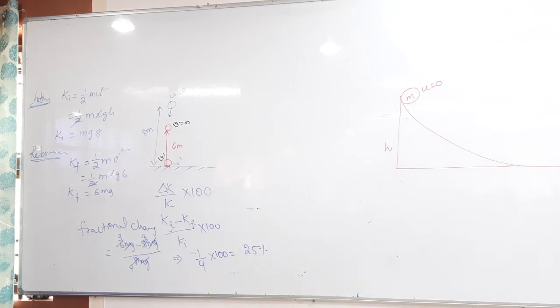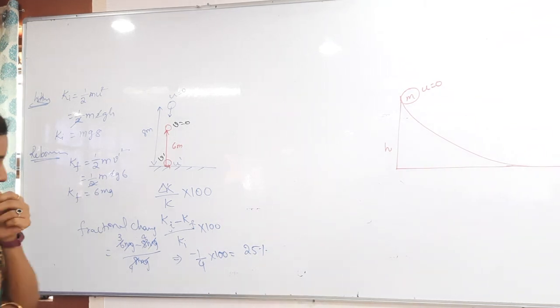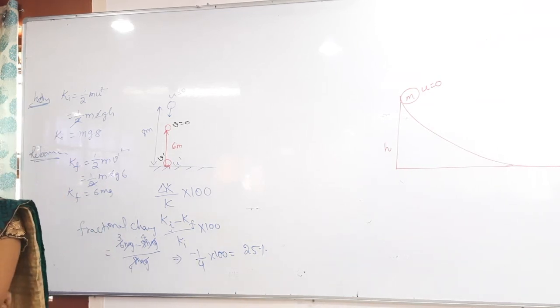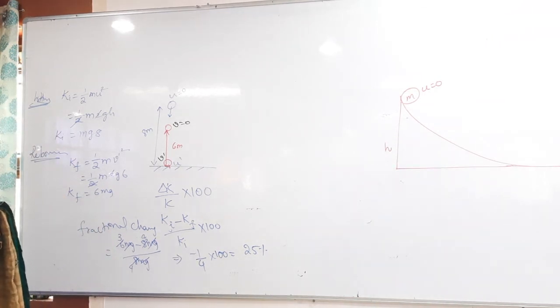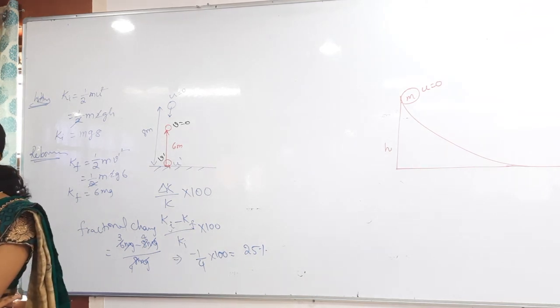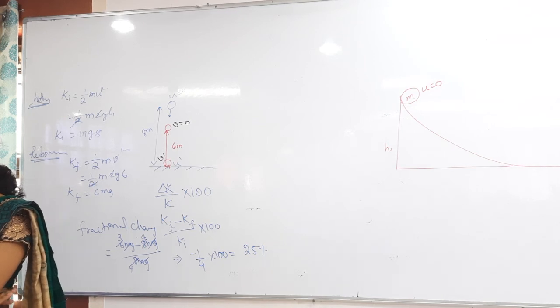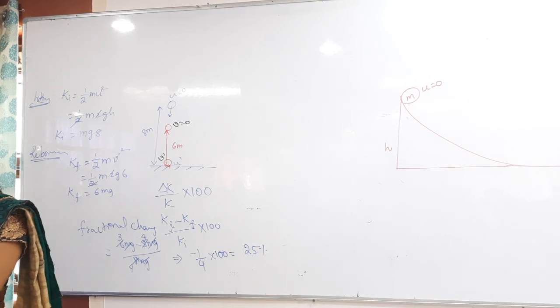The answer, you can get it. What answer? V is equal to? Apply the conservation of mechanical energy. V is equal to under root 2gh only. That's the answer.